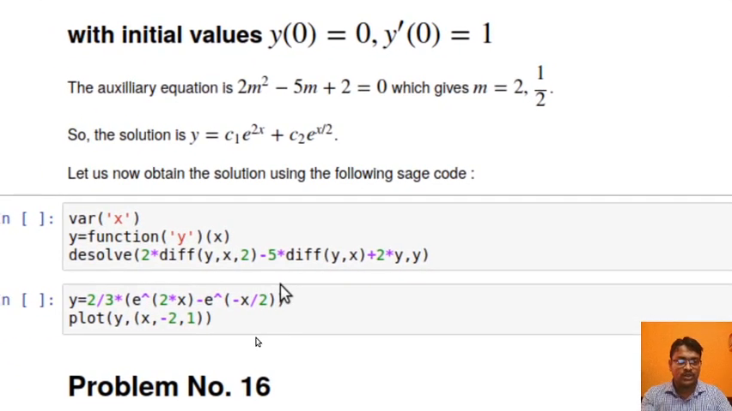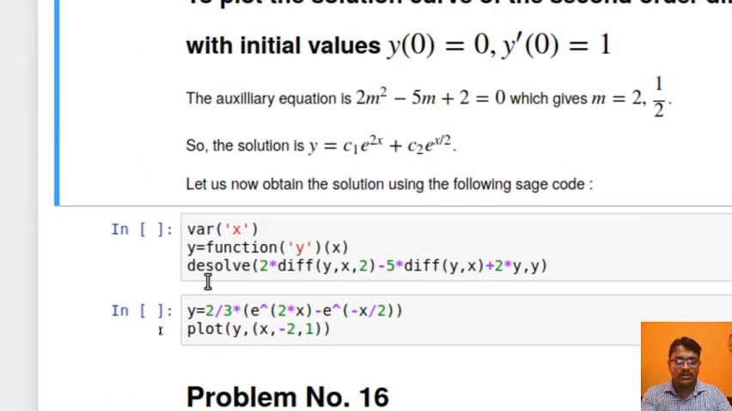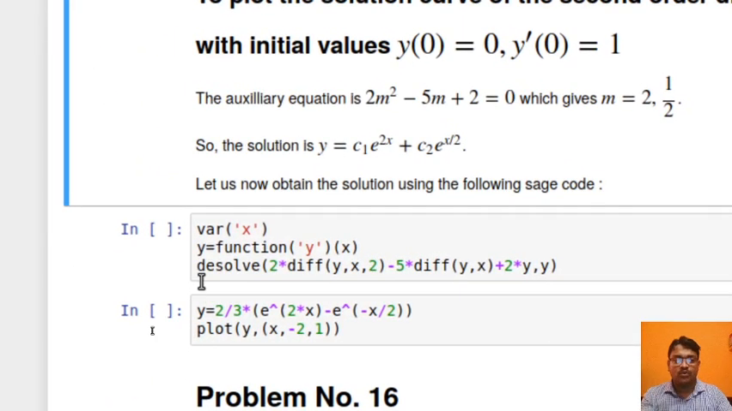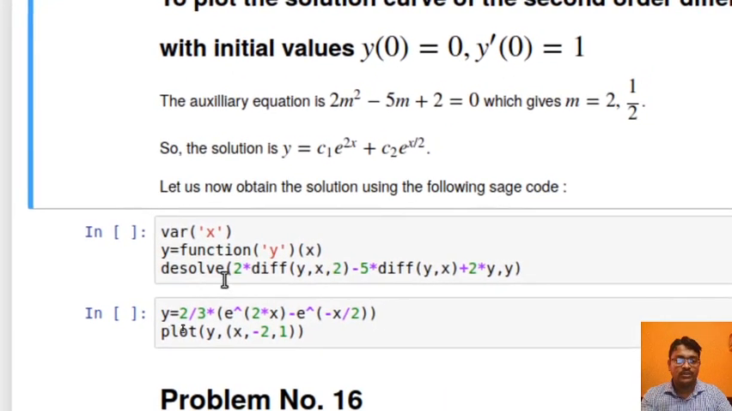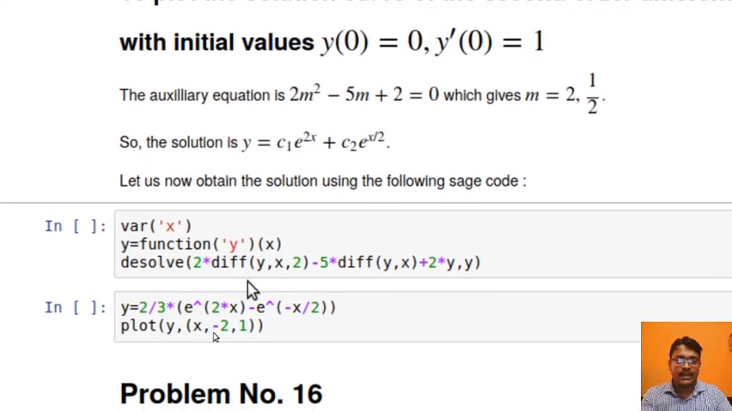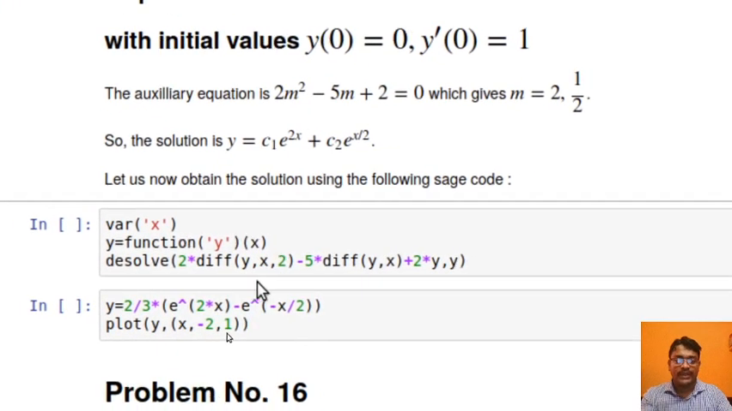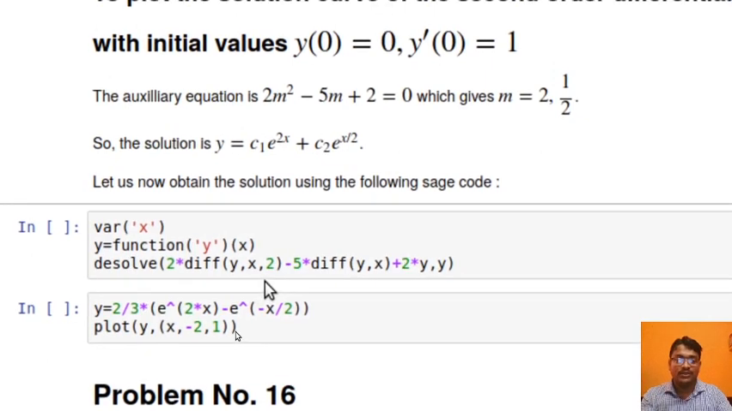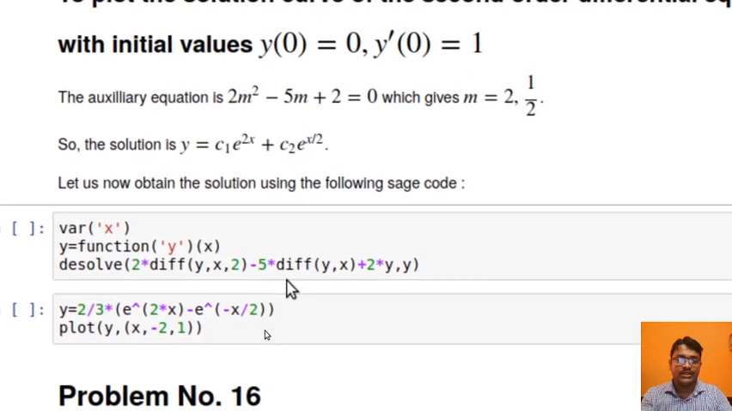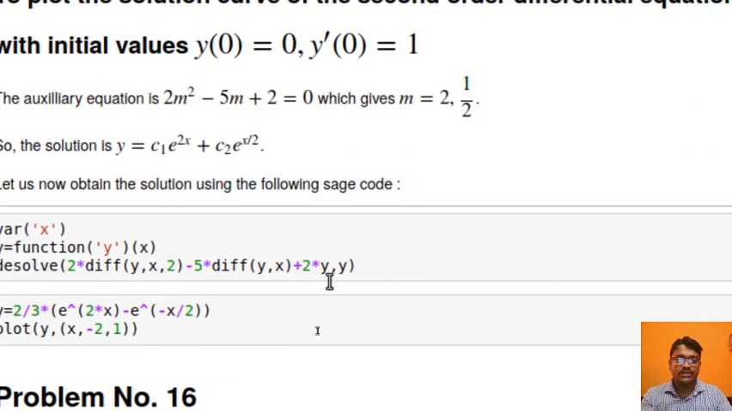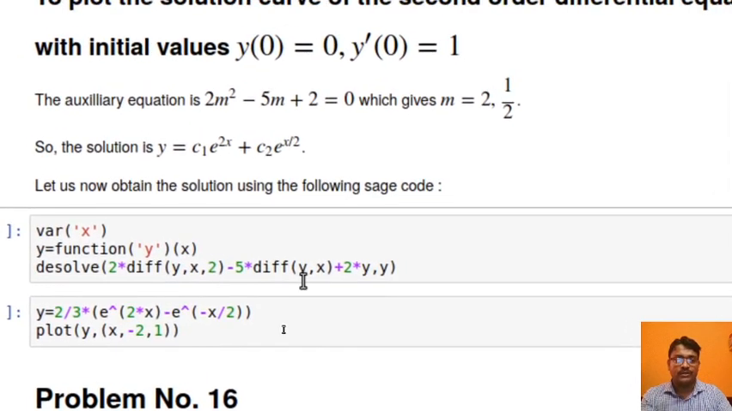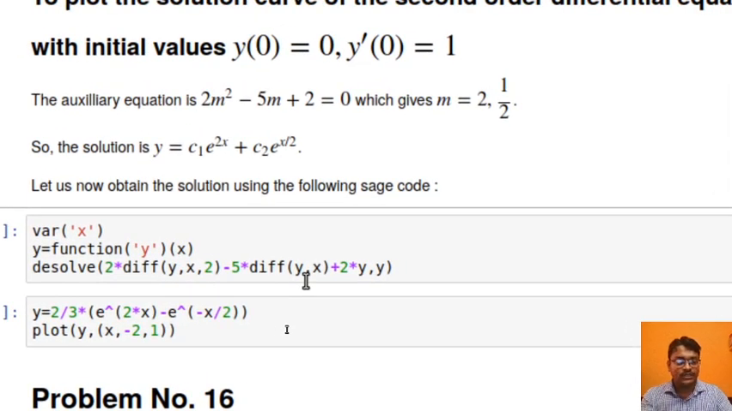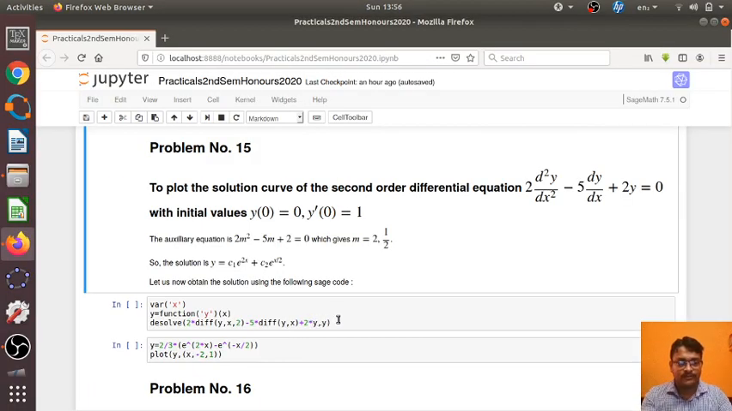This is the Sage code. First of all, we define the independent variable x, and then we define y equal to function of x, and then we use the command desolve. So it's 2 star diff(y, x, 2), where (y, x, 2) represents the second order derivative, minus 5 star dy/dx, plus 2 star y, comma y. Since y is the dependent variable, this is the format for writing the Sage code. Let us run this and see what happens.